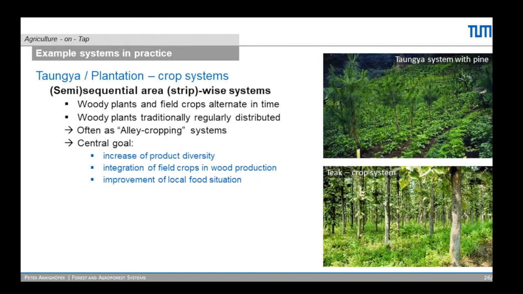And thinking of the differentiation we had before, this would be a typical sequential or semi-sequential system in which over time the woody component will replace the agricultural component because it simply gets too dark under the canopy of the trees.